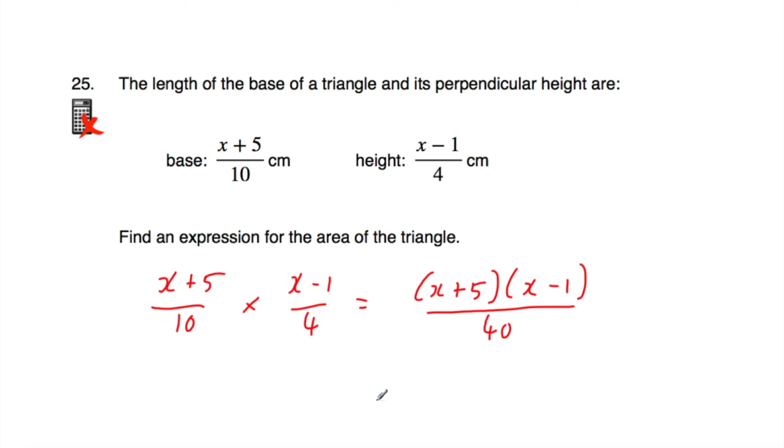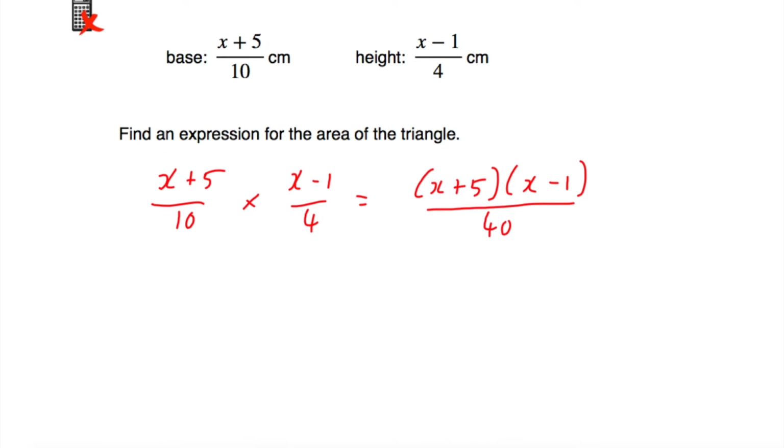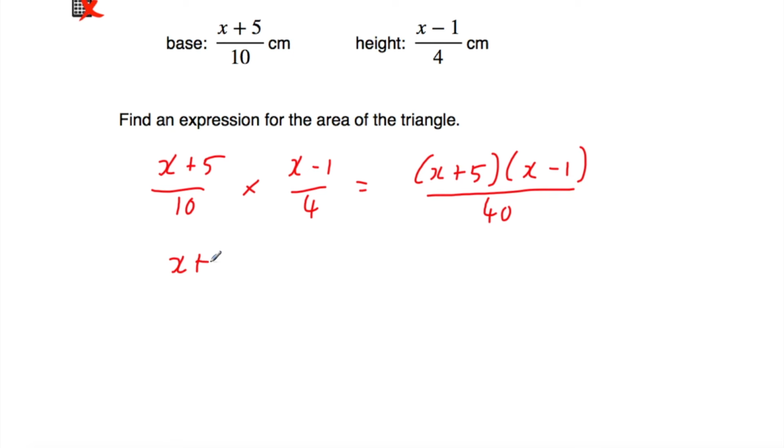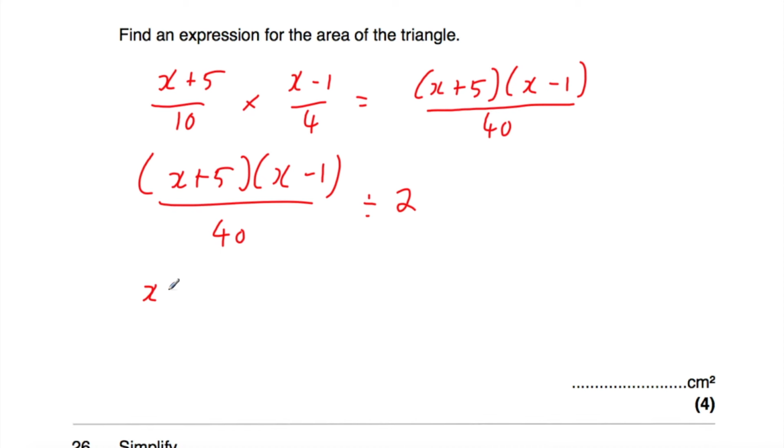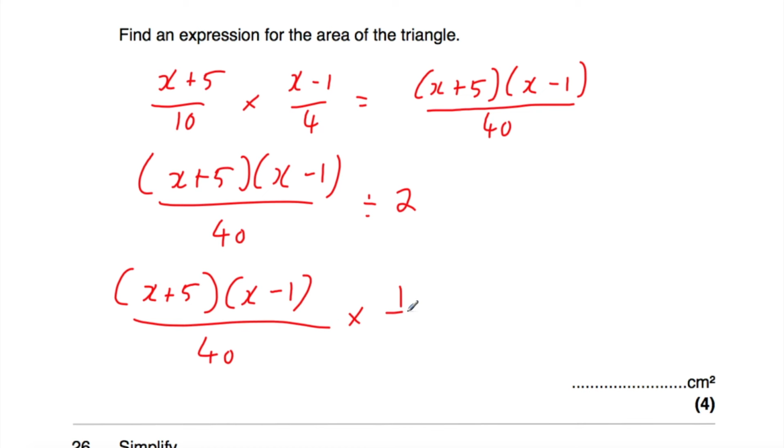Now remember, we need to divide by 2. So we're going to take this x plus 5 brackets x minus 1 close brackets over 40. And then we now need to divide by 2. And dividing by 2 is the same as multiplying by its reciprocal. So we're going to multiply by a half. Because remember, 2 is 2 over 1. When we flip that over, we get that's equal to a half. So we're going to do a half times it. So it's going to be x plus 5 brackets x minus 1 close brackets over 40 multiplied by a half, because that's 2 over 1, so we're multiplying by its reciprocal.